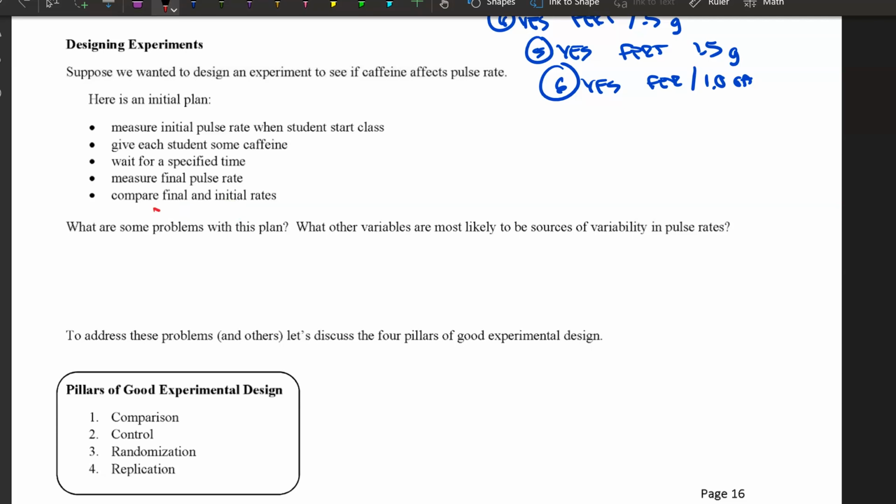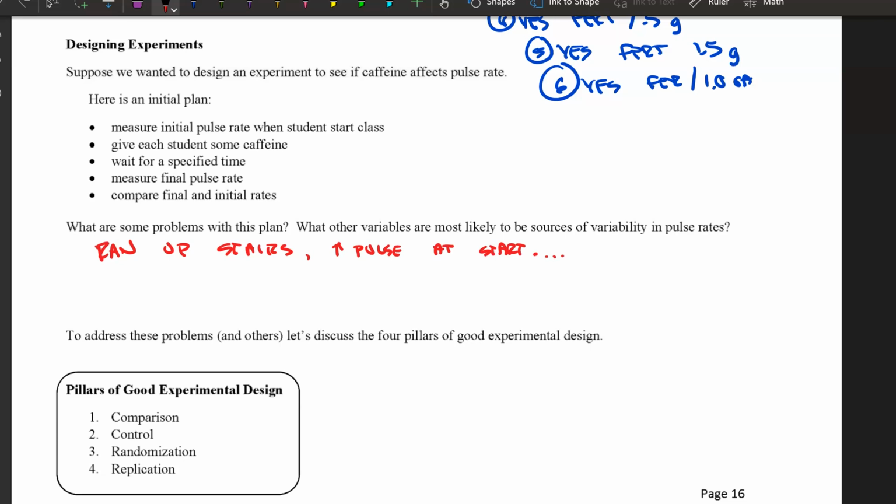Now, in class, we talked pretty extensively about what the problems with this plan are, and what other variables are most likely to be sources of variability in pulse rates. So we had some discussion on this. Obviously, it's hard to have discussion on a video, but maybe you can think of some of these things. Some problems would be, well, you're measuring pulse rate when kids come to class. Maybe they ran up the stairs and had a high pulse at the start of class.